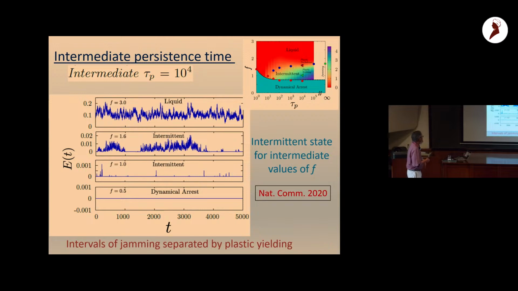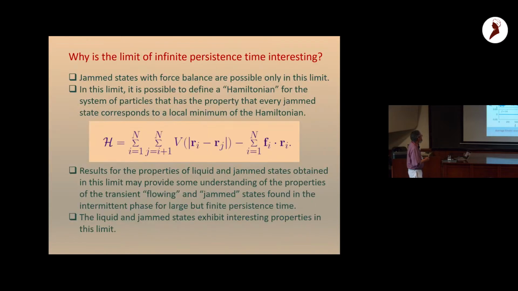So now you see here we have this state here, and we have this state here. This is sort of like a liquid, and this is sort of like a jam state. One would like to understand the property of this nearly jam state and the property of this flowing state. And this is happening for large values of tau p. So there is some reason to believe that if we understand the tau p going to infinity limit, the properties of the jam state and the liquid state in that limit, then we may have something to say about the properties of those systems in these intervals, where it remains jammed or remains a liquid.